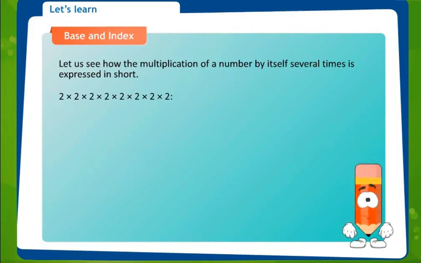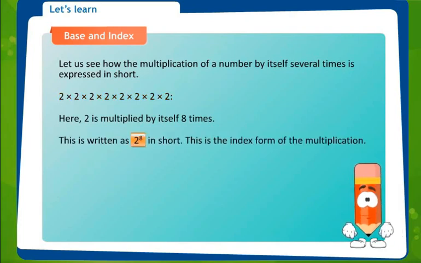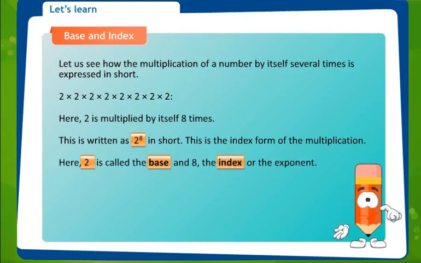Here you can see 2, the same number, is multiplied 8 times. Now instead of writing 2 8 times, this can be written as 2 raised to 8 in short. This is the index form of multiplication. Index means the number of times the number is repeated. Base is the number which is repeated.